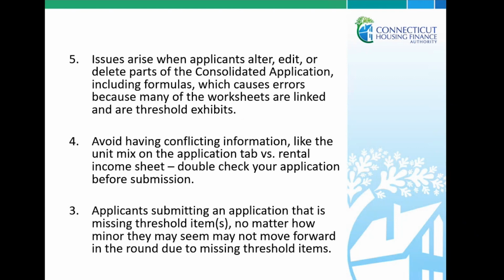Number 5, issues arise when applicants alter, edit, or delete parts of the consolidated application, including formulas. This can cause errors throughout the whole application, so please be cognizant of that as you're completing your application. Also, number 4, avoid having conflicting information like the unit mix on the application tab versus the rental income sheet. Just double check your application before submission, making sure everything's accurate and consistent.